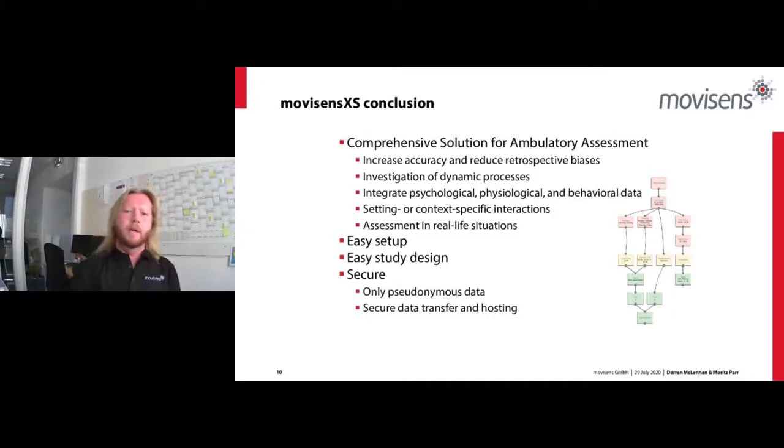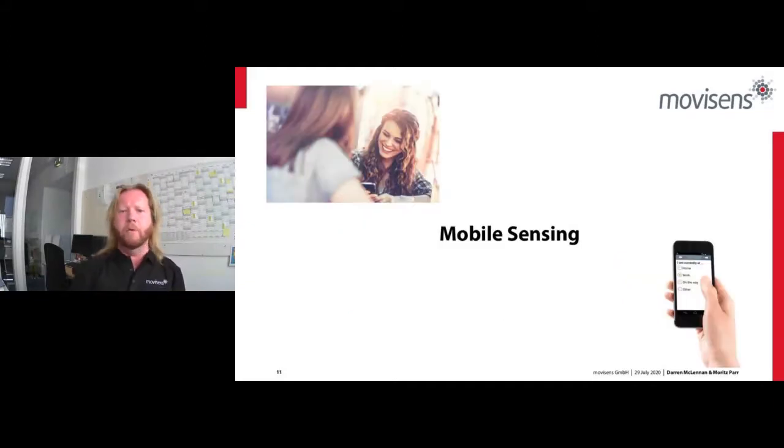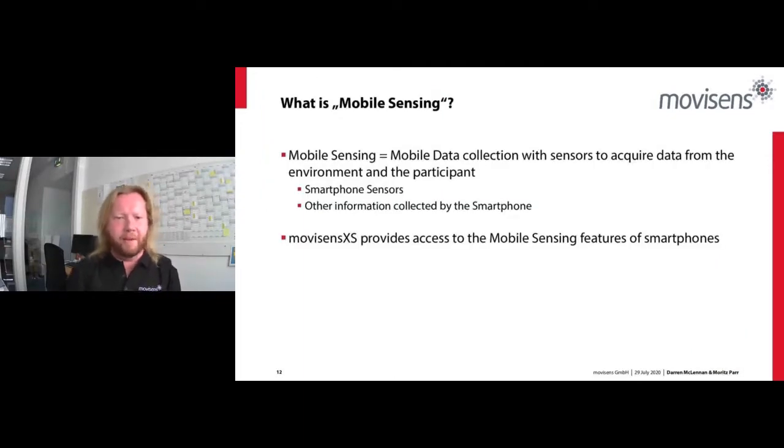Okay, so as Moritz gave you a little bit of an overview on the movisens XS platform, I'm just going to go into the mobile sensing functionality that's available within it. Now, just remember, whenever you have your smartphone, within it there are a whole series of sensors that are gathering data pretty much all of the time. Even if you have a phone without a SIM card in it, or your phone is in flight mode, it's still collecting that data for the next time it goes to a network to send it back.